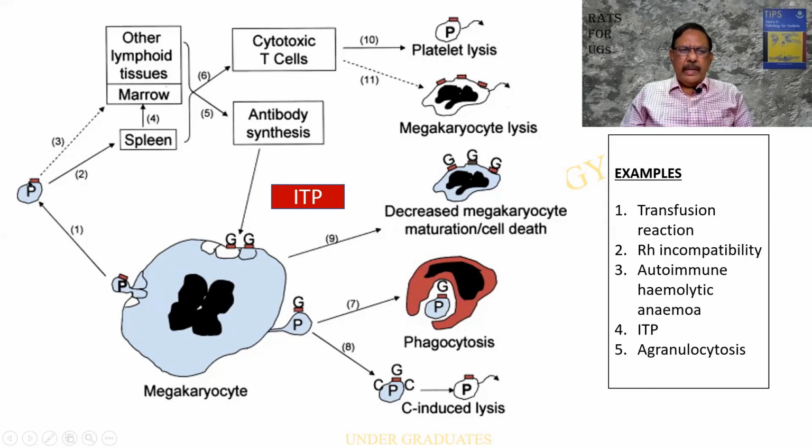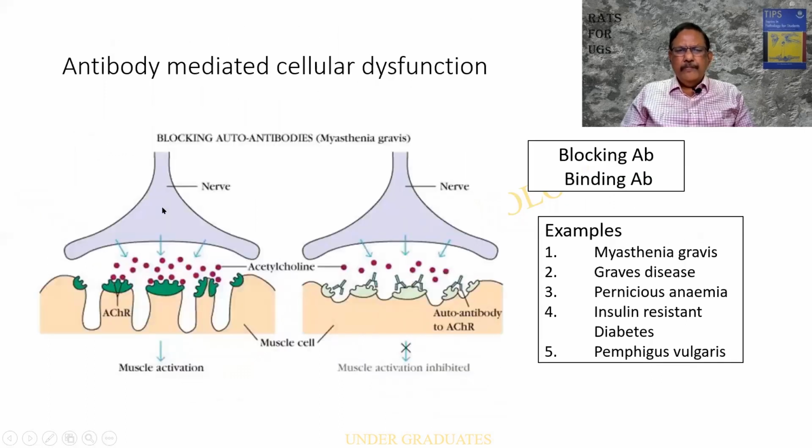There is some antigen which is leading to the production of antibody, which activates the cytotoxic T cells, and then there is a lysis of the platelets or the megakaryocytes, a decrease in the platelets for the patient, which is called thrombocytopenia. The other examples are any transfusion reactions, Rh incompatibility, autoimmune hemolytic anemia, ITP, and agranulocytosis. So please remember this one. I think you have got a complete battery of answers for this.